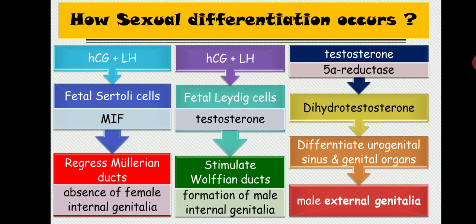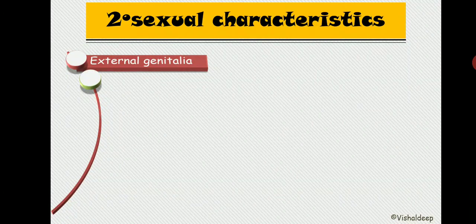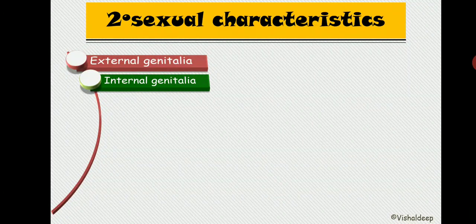So every fetus has a tendency to develop female internal and external genitalia if there is an absence of the stimulating factors like MIF, testosterone and dihydrotestosterone. This is about the function of testosterone in fetal life. Now what is the function of testosterone after puberty? That is formation of the secondary sexual characters. So first we enumerate the secondary sexual characters. Changes will take place in the external and internal genitalia.